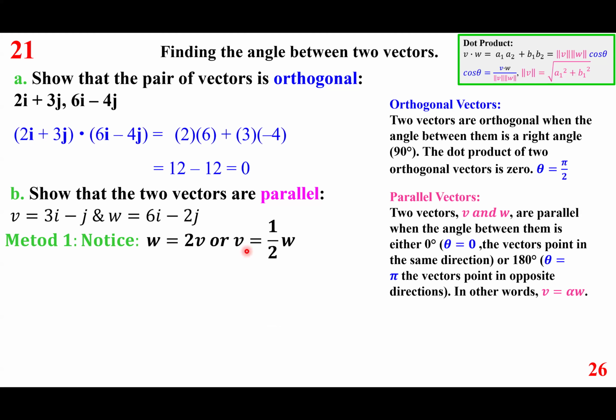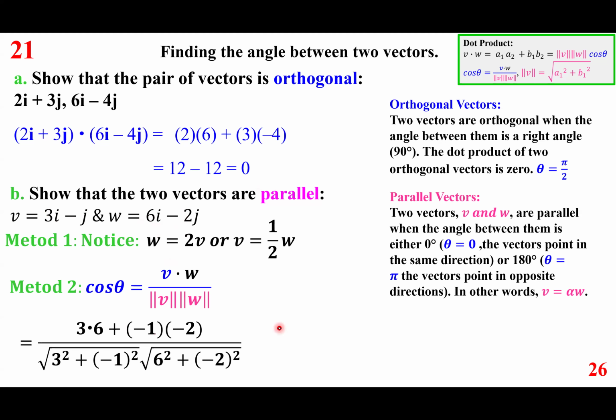The second method is to actually calculate cosine theta using this formula. And I want to show you how that works. V dot W. So 3 times 6 plus negative 1 times negative 2. The magnitude of V, 3 squared plus negative 1 squared under the radical. W would be 6 squared and negative 2 squared under the radical. So I hope everybody can see what we are doing here. So 3 times 6, negative 1 times negative 2.